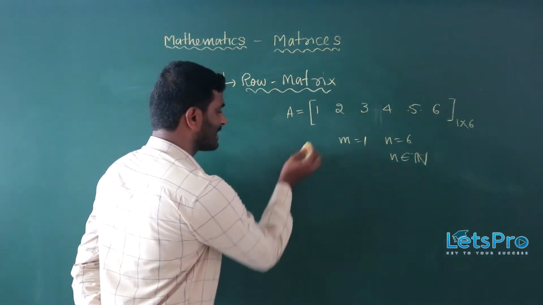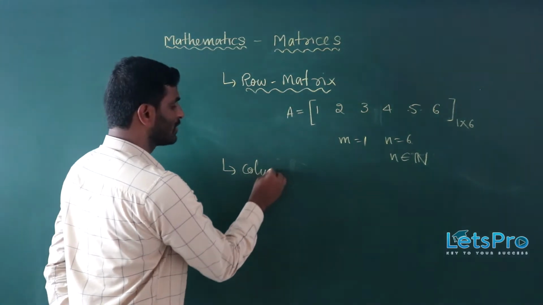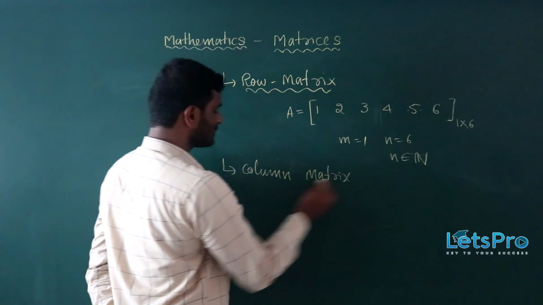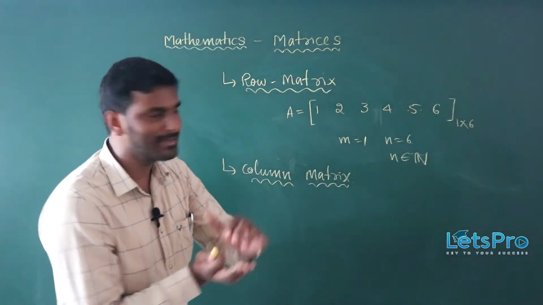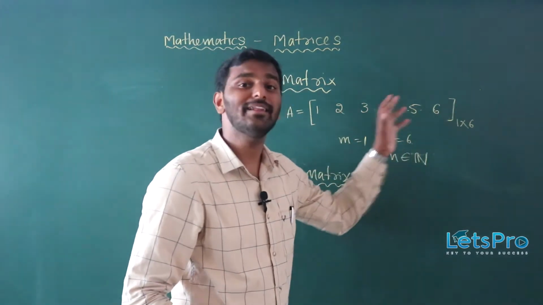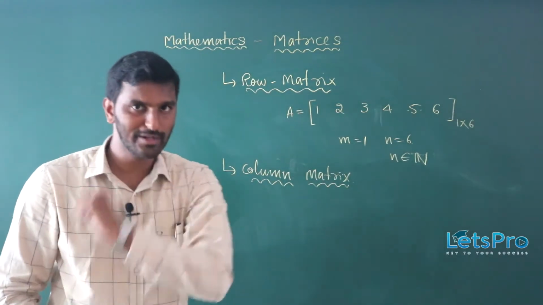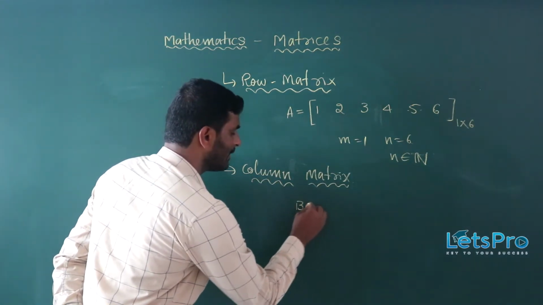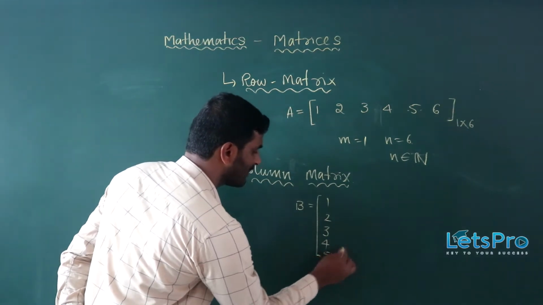The next type of matrix is the column matrix. What is a column matrix? A column matrix is similar to the row matrix. In the row matrix, only one row and many columns. But in the column matrix, only one column but many rows. For example, if you take a B matrix like this, there is 1, 2, 3, 4 and 5.